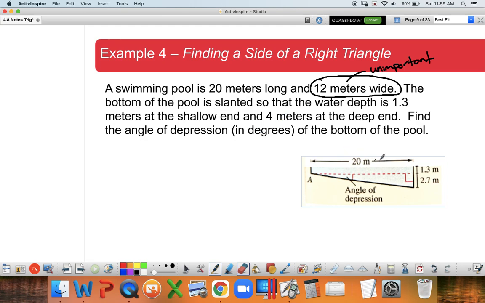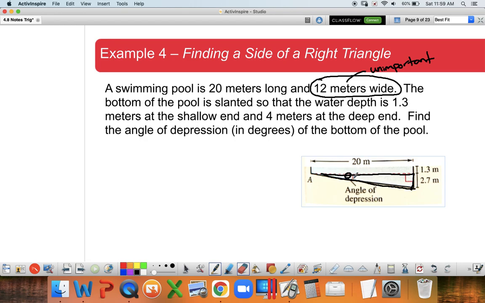But in this case, given our diagram here, we're just trying to figure out this angle here. And they've even told us we've got the 1.3 meters, that's the shallow end, but then 4 meters at the deep end. So I've got this extra 2.7 meters that's going to get me to the bottom of our deep end there. So I need to really just focus in on the important information, and the picture definitely helped, which is this small triangle right here.